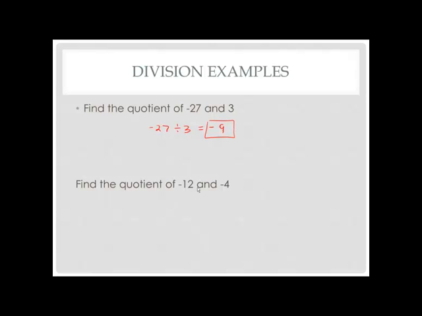Okay, here, find the quotient of negative 12 and negative 4. This time I'm dividing two numbers that have the same sign. Both of these numbers are negative. So when I divide numbers with the same signs, the answer is positive. So negative 12 divided by negative 4 will be positive 3. So different signs, negative answer. Same signs, positive answer.